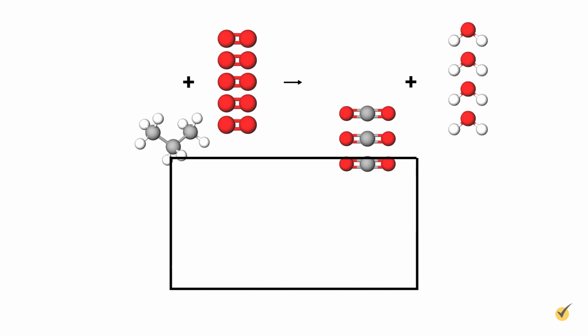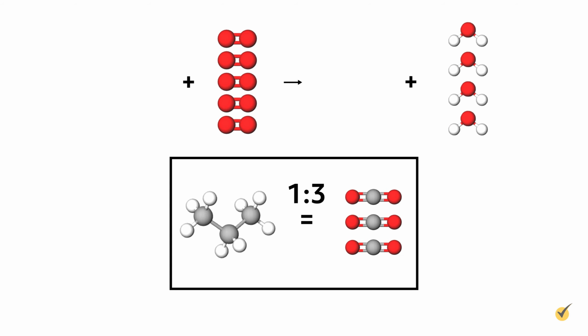With our balanced equation, we can now write out stoichiometric equivalencies or stoichiometric factors. That is to say, we can quantitatively equate each component of the reaction. For example, 1 molecule of propane is stoichiometrically equivalent to 3 molecules of carbon dioxide. This is also referred to as the mole ratio. For every 1 mole of propane, we can form 3 moles of carbon dioxide.